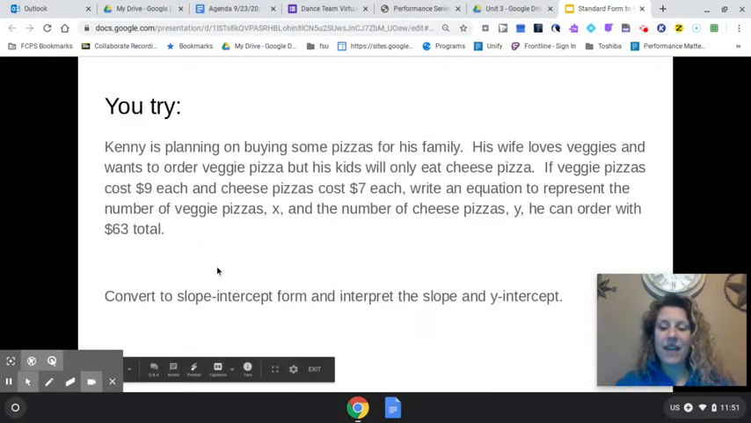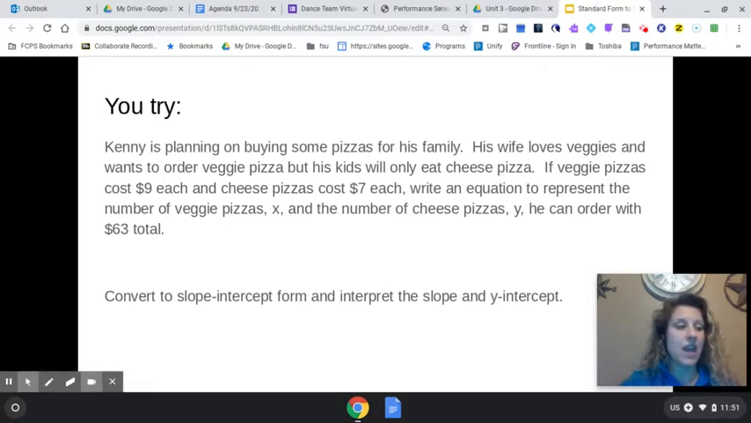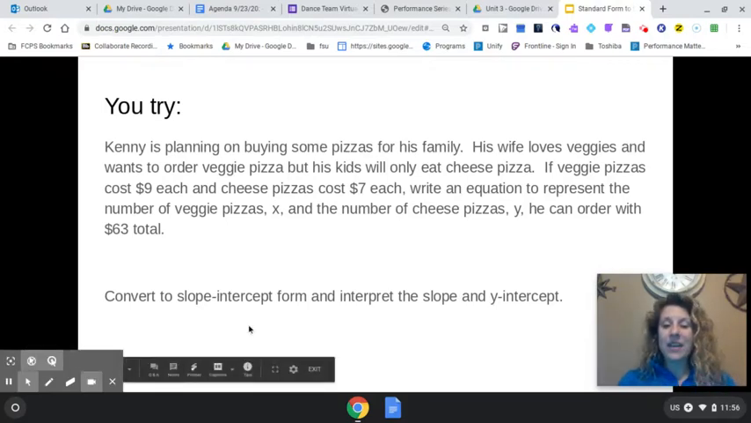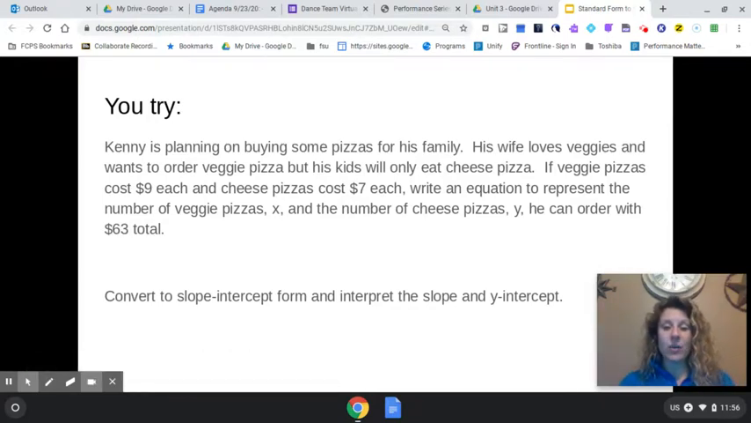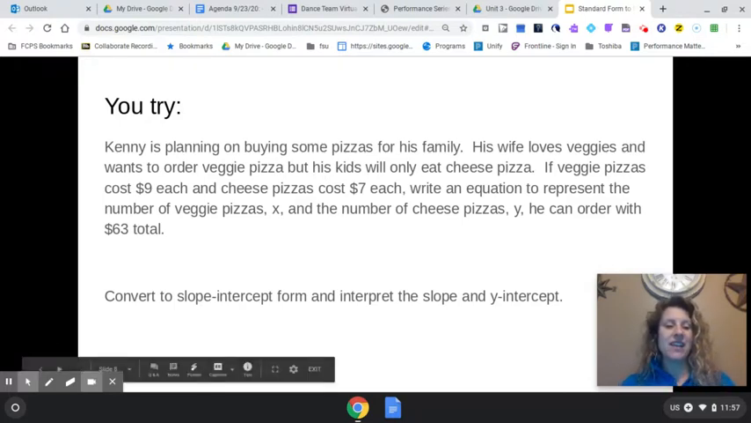Okay, the last slide in today's notes is another you-try, and this is with a word problem. So go ahead and read through that scenario, pause the video, see if you can write an equation in standard form, convert it to slope-intercept form, and this time we're interpreting both the slope and the y-intercept. All right, pause the video here, and then unpause it when you're ready for those solutions.